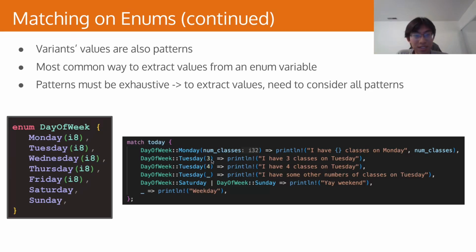The other option is we can match for what the value is that the variant contains directly. So if Tuesday contains 3, we can print this. If Tuesday contains 4, we can print, oh, I have 4 classes, right? But the thing here is it's very hard to match all the cases. So again, we need to use the wildcard, since we need to consider what are all the possible integers that Tuesday could contain. So this is why we need the wildcard again, because we need to match all the possible cases.